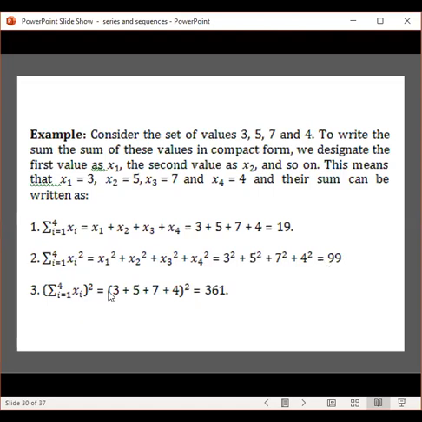On the third example, this is the square of the summation of x sub i. So here, as you can see, we add up all the x sub i's. So we have 3 plus 5 plus 7 plus 4, which is equal to 19, all raised to the power of 2, so you get 361. Based on this example, we can actually conclude that the summation of x sub i squared, where i is from 1 to n, is not equal to the square of the summation.